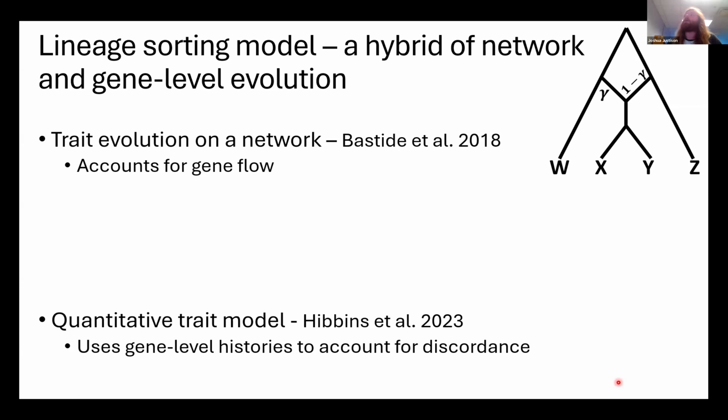The lineage sorting model that we introduce, I like to think of it as a hybrid of network and gene level evolution models. I'm going to talk a little bit about both of these models and then talk about how this is a hybrid between these two approaches.